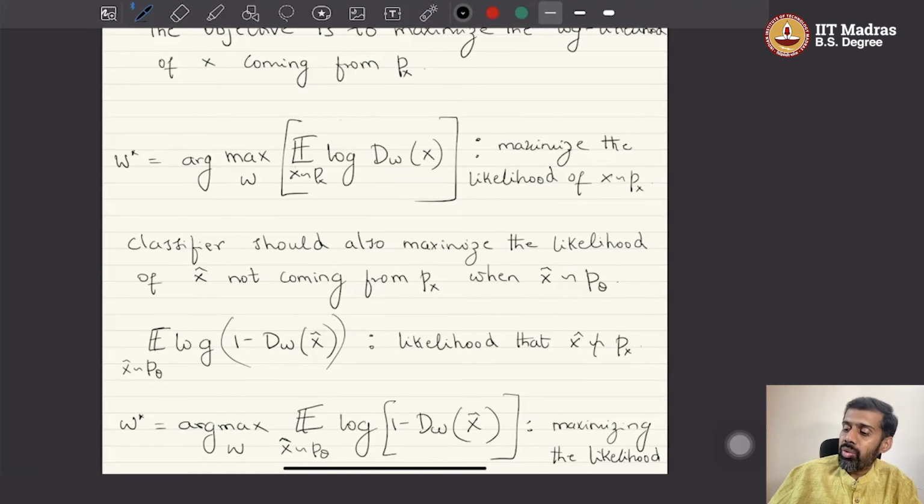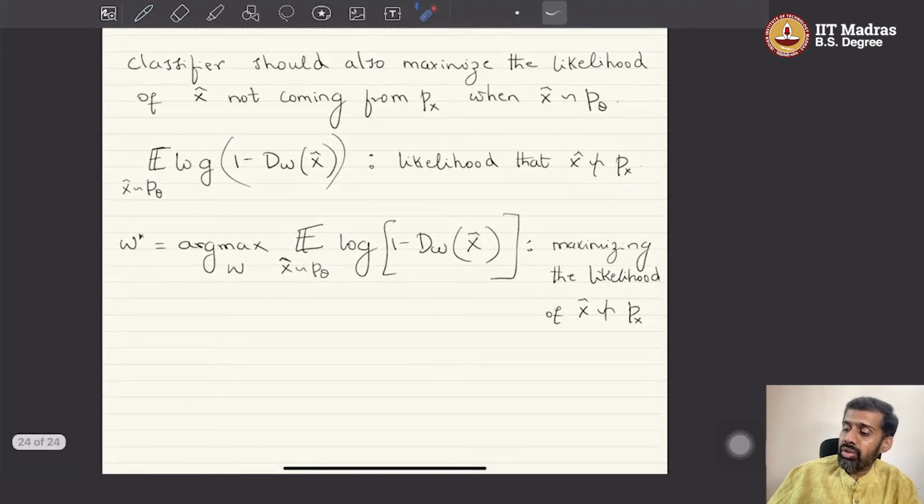Now, note that this dw also takes x cap as input, where x cap is coming from p theta. Whenever x cap is drawn from p theta, this dw of x should give us 0, right? That is how we have designed our dw, which means that it has to maximize the likelihood that x cap is not from px. Whenever it is coming from p theta, we represent that as the expected value of log of 1 minus dw of x cap whenever x cap is coming from p theta.